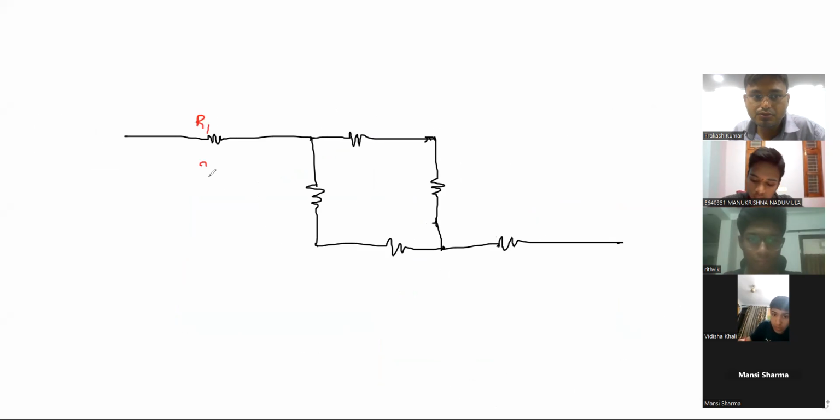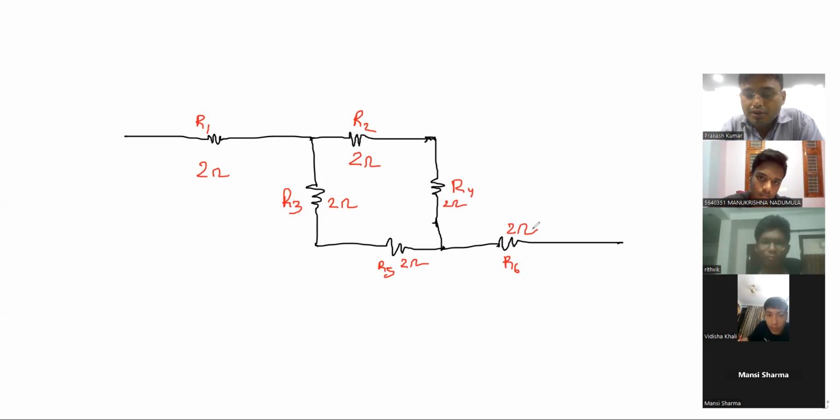This one is R1, 2 ohm, R2, 2 ohm, R3, 2 ohm, R4, 2 ohm, R5, 2 ohm, R6, 2 ohm. If I want to find the net resistance of this whole diagram, how can I do that? First, you have to redraw. You have to understand which one is series, which one is parallel.